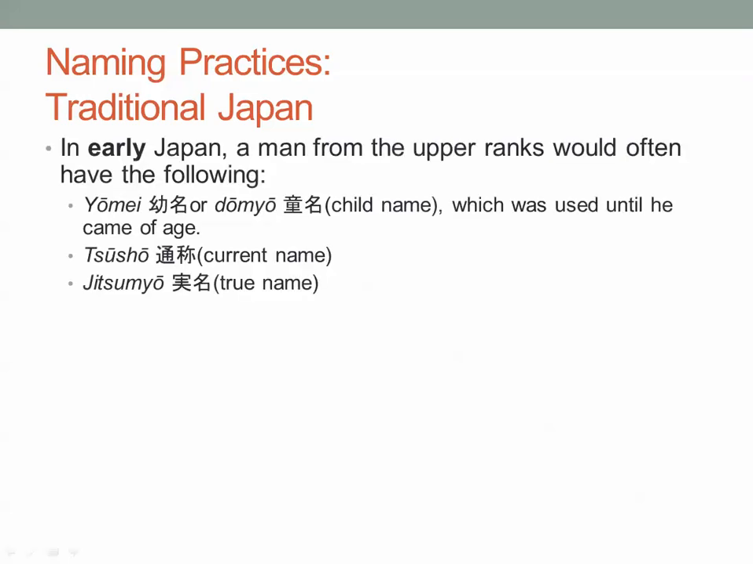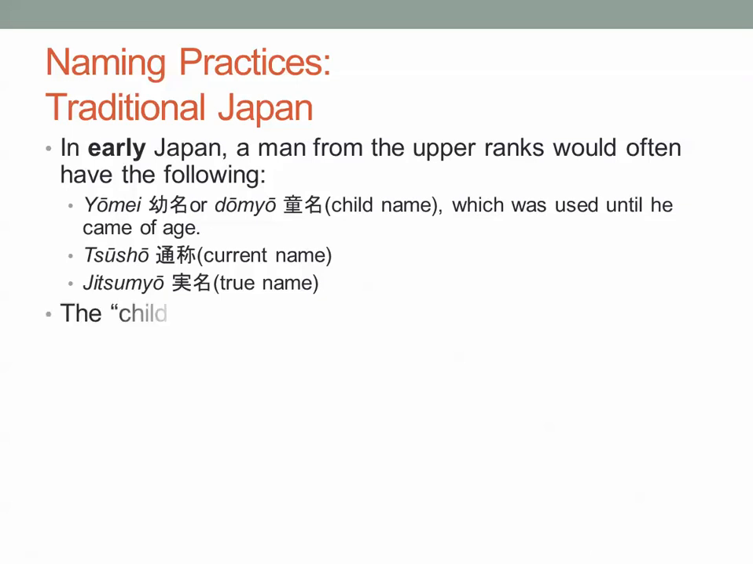In early Japan, a man from the upper ranks would often have the following. First, he would have what's known as a yomyo or a domyo, a child name, which was used until he came of age. And then he would also have a tsusho, a current name, and finally a jitsumyo or a true name. Now, what are these things and how are they used?